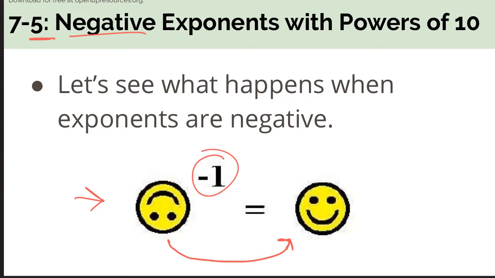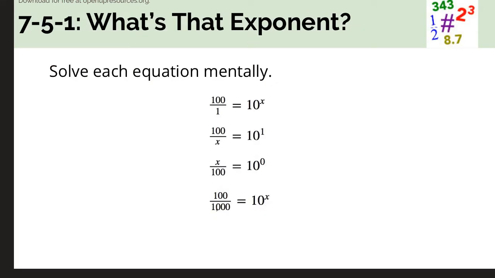Here we go. Okay, this first one here wants you to solve each equation mentally. That means figure out what x needs to be to make both sides the same. Let's do this first one together. 100 over 1 is the same as 100, and that would need to be equal to 10 to the second to make both sides equal. Go ahead and try the rest and start again when you're ready.